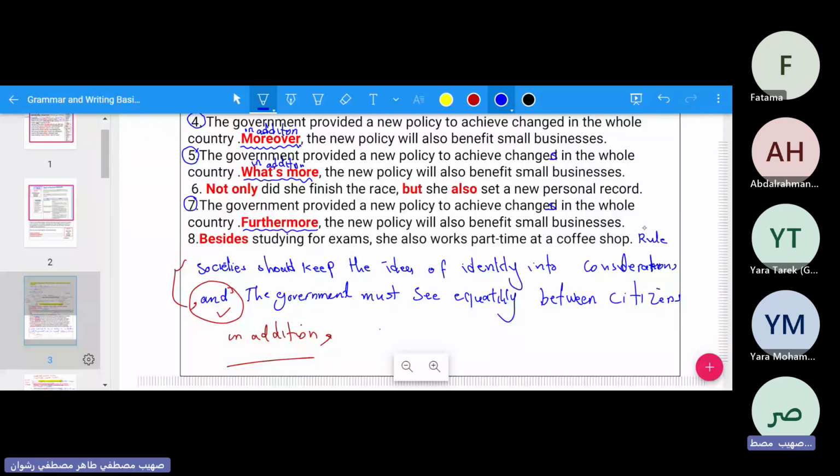So until now, the rule is fixed. What is the rule? That we use these conjunctions: in addition, moreover, furthermore, what is more, besides that, the same as, and with no difference. The rule is a full sentence, plus the conjunction, plus a full sentence again. Full sentence, and here is a full sentence connected by one of the conjunctions.